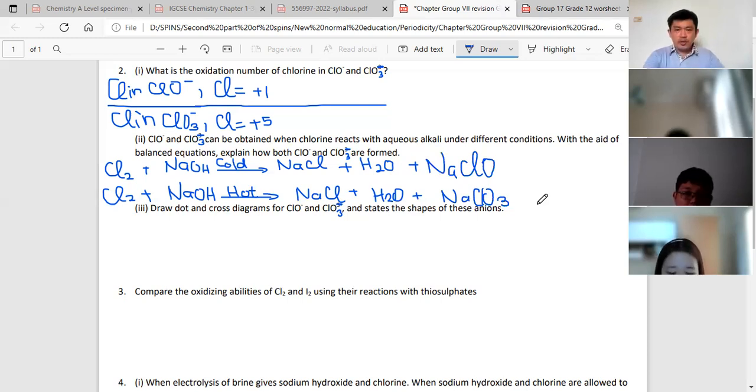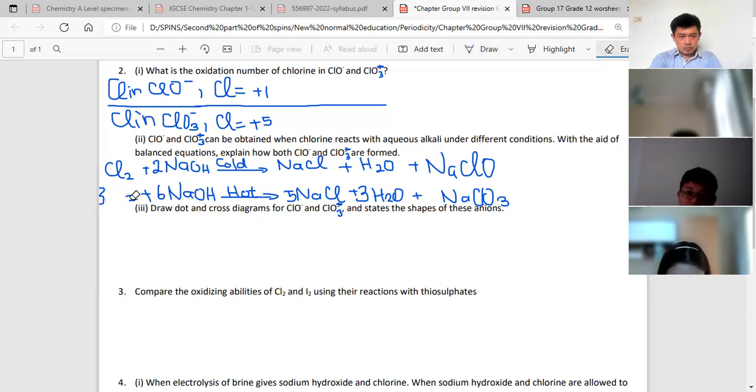Now, what we need to do is only balancing. This one 2, and for this one 6, this one 5 NaCl, and then the oxygen here we write 3. Now, if we write like that, the chlorine, there are 6, so we have to write 3 Cl2. 3 Cl2 plus sodium hydroxide becomes sodium chloride, water, and sodium chlorate(V).